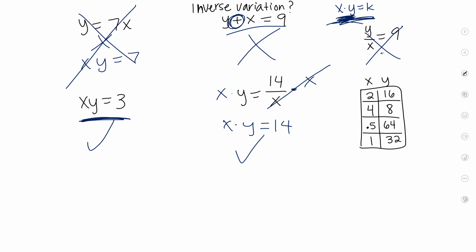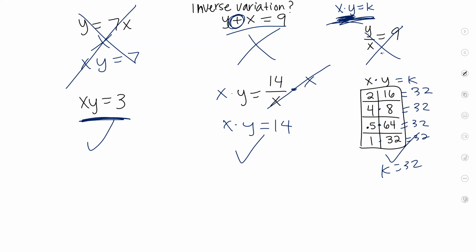Okay, let's see if this one's inverse variation. Let's do x times y. You're gonna need a calculator maybe? What's 2 times 16? 32. What's 8 times 4? What's a half times 64? What's 1 times 32? So you got the same K value every time. So this is inverse variation. Your K value here is 32.